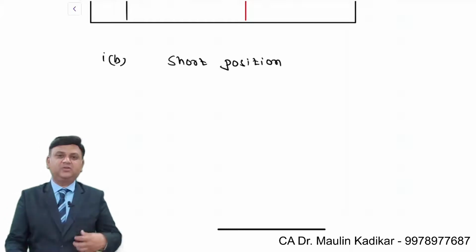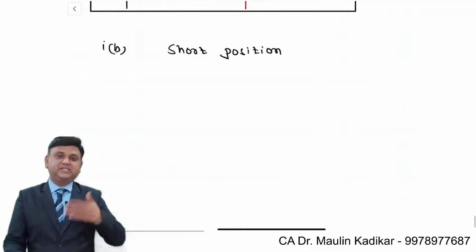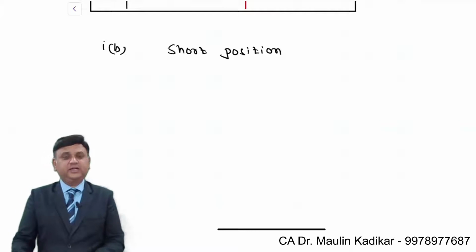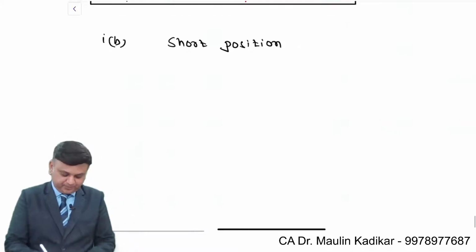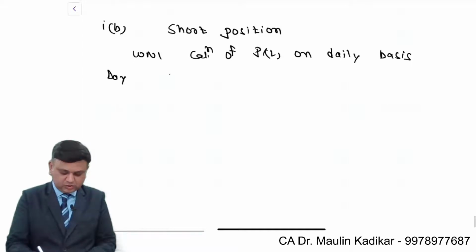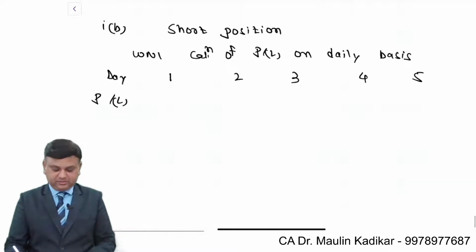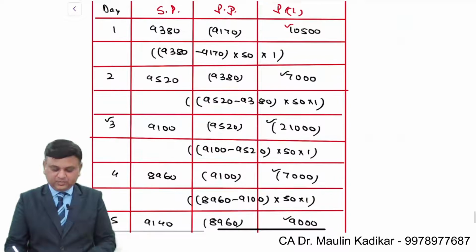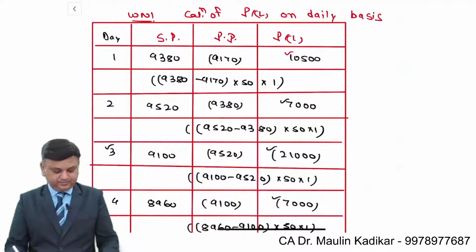Friends, now the detailed working note is not required to be prepared. Whatever the answer that we have computed above, reverse of that will be the profit or loss. So working note number 1, calculation of profit or loss on daily basis. So day 1, day 2, day 3, day 4, day 5. Profit or loss, which we already have found over here.